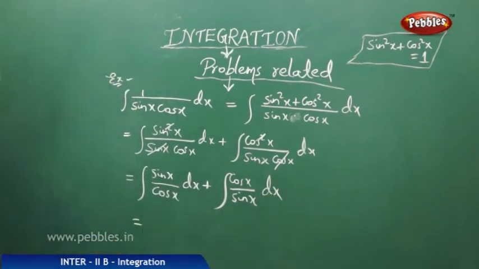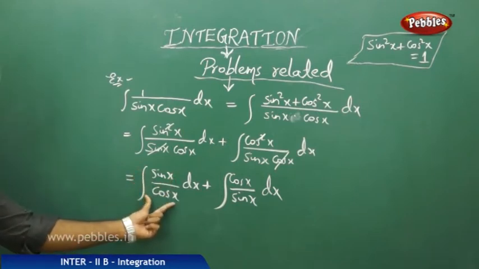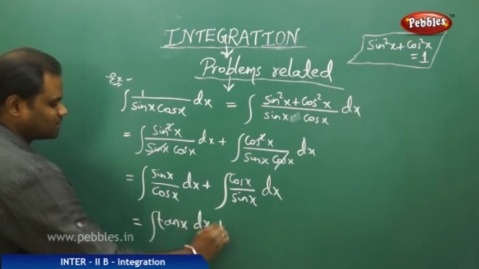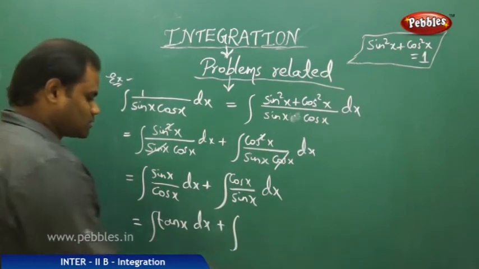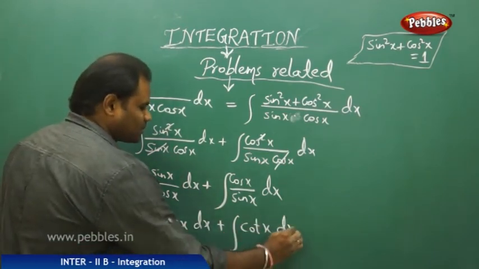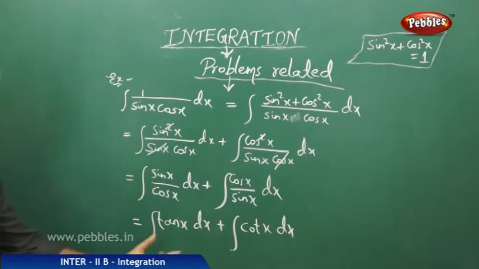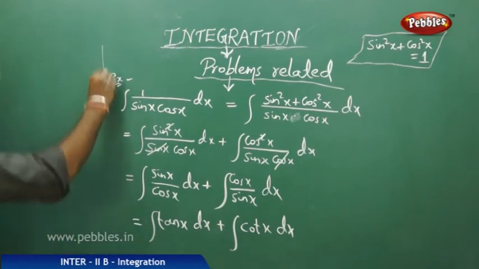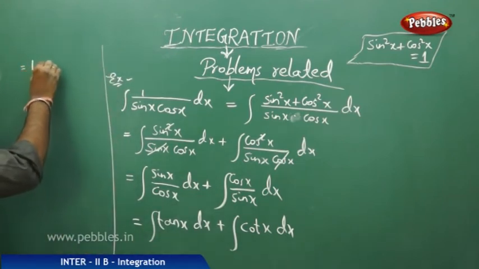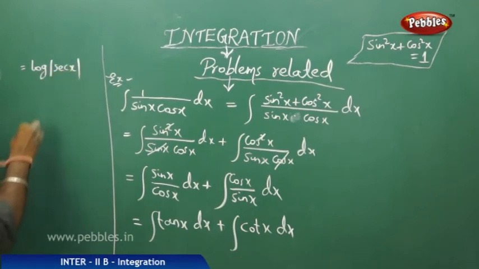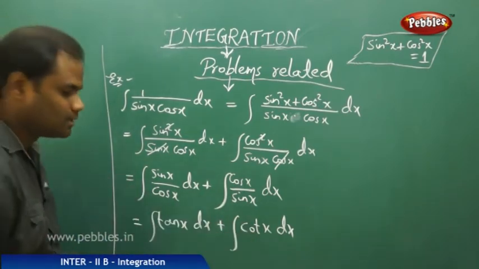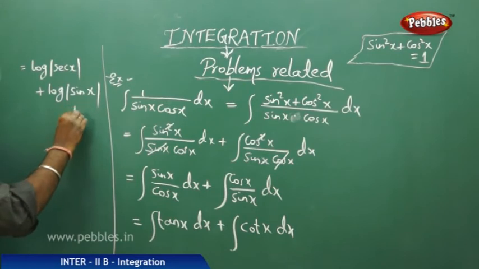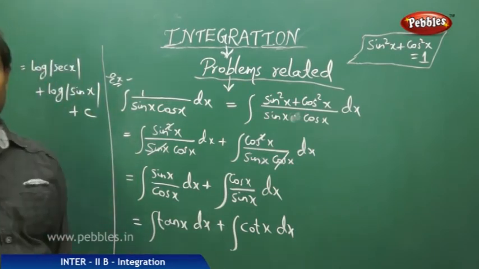Which on further simplification, as clearly we can identify that sin by cos is tan, therefore this reduces to integral tan x dx plus cos by sin, which is cot x dx. Now let's recap with what we have learned in the previous sessions. We have identified the formula for integral tan x as log mod secant x, and integral cot x is log mod sin x plus c, is how we get the formula.